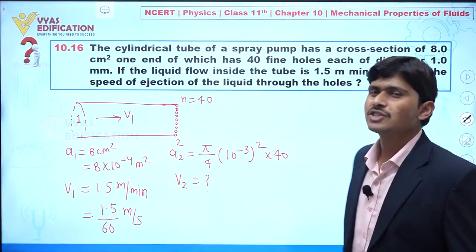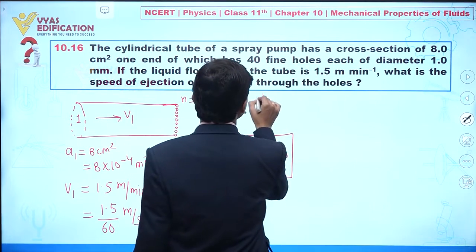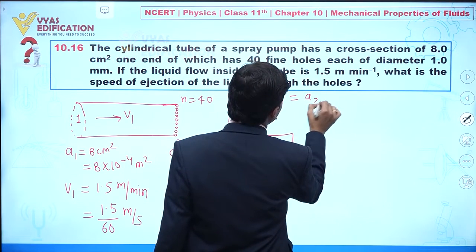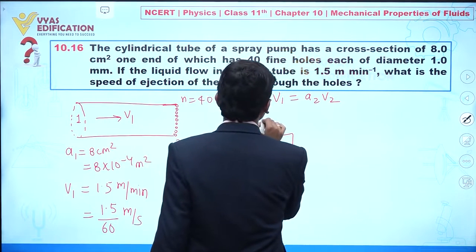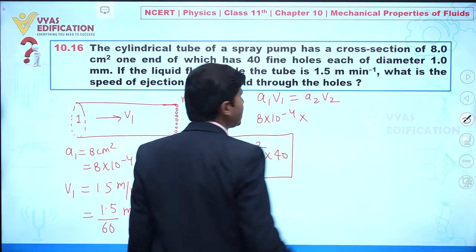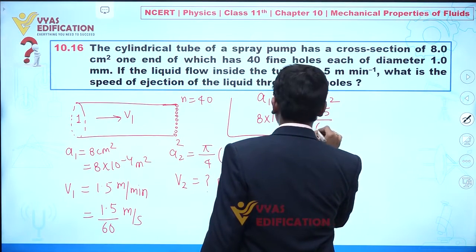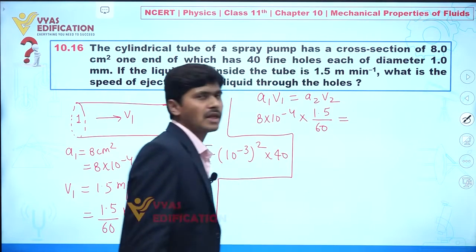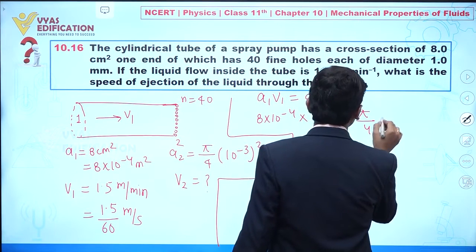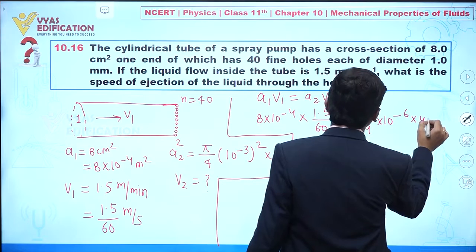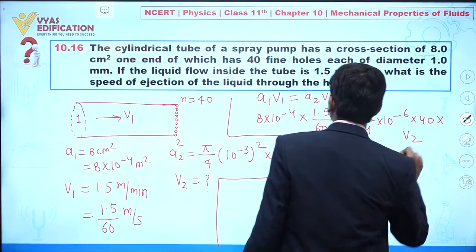We can apply here the equation of continuity, clear. So the equation of continuity, I can say, is given by A1 V1 equal to A2 V2, clear. So A1 value is given 8 into 10 to the power minus 4, multiplied by V1, which is 1.5 divided by 60, equal to the value of A2, which is pi by 4 into 10 to the power minus 6 multiplied by 40, and V2 is my objective, clear. So this is V2, clear.